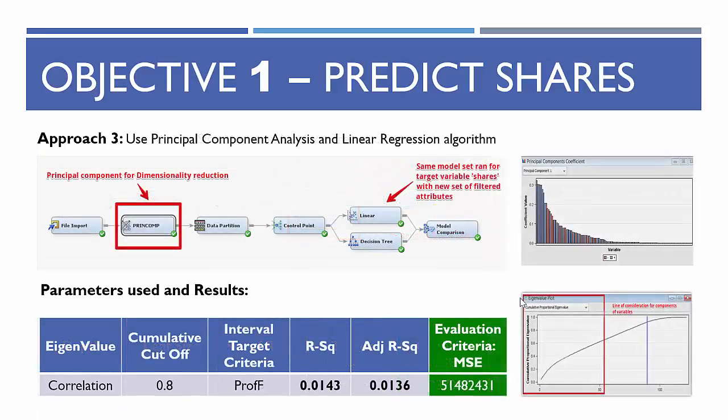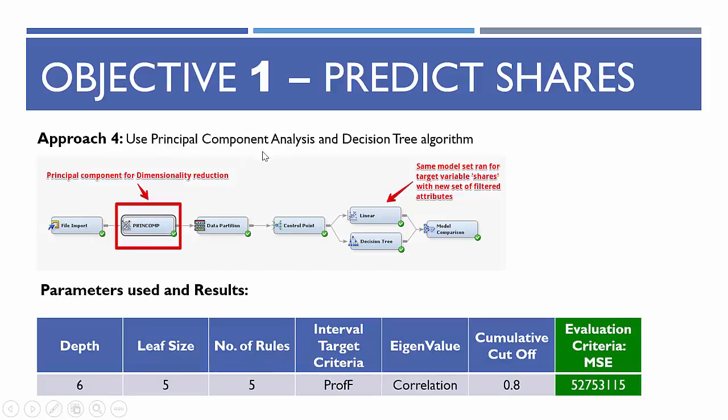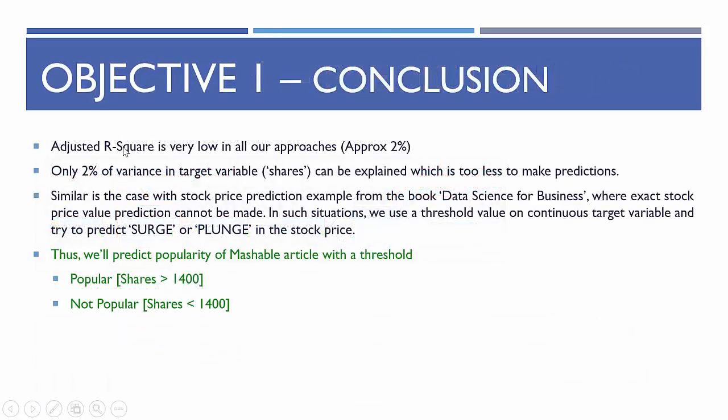So we went ahead with approach 3, where we use principal component analysis. This dimensionality reduction technique gives us components which have high variance. The cumulative cutoff value we have considered is 0.8, and this is the eigenvalue plot. We have considered these many attributes from principal components. The fourth approach we used is principal component on decision tree, and we got this output.